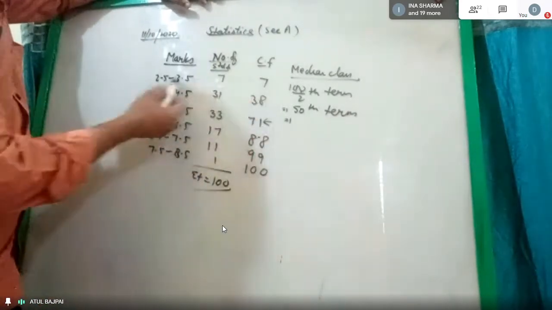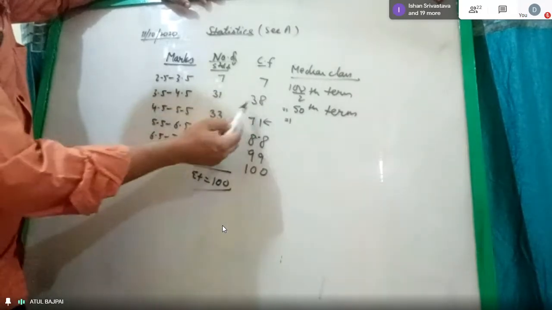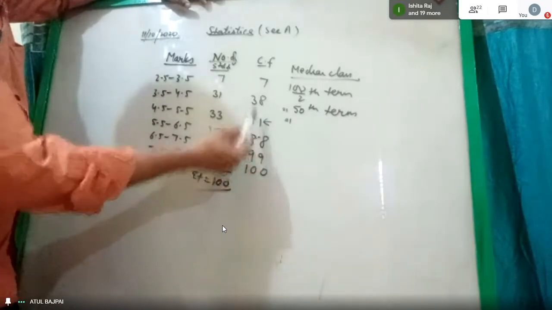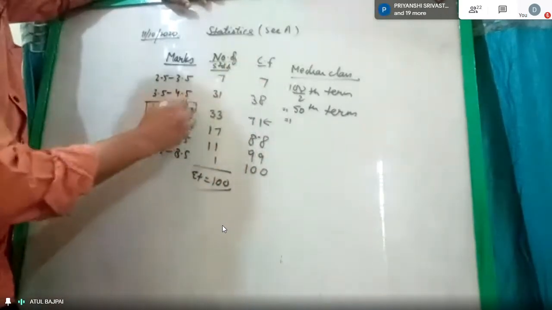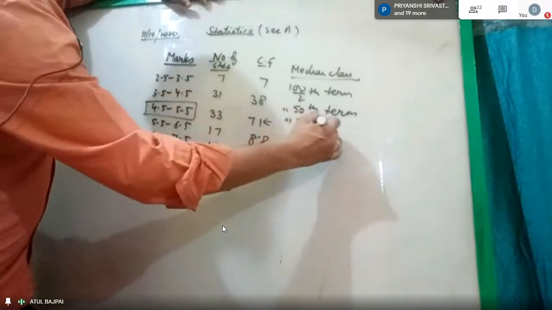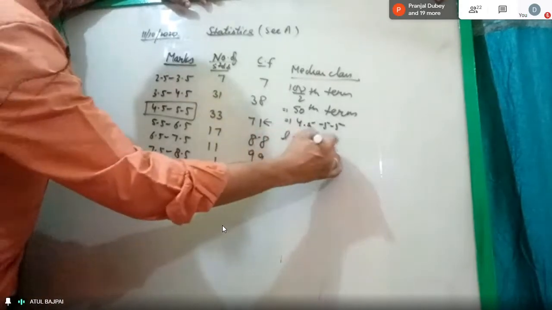50th term: 0 to 7, is this the median class? 8 to 38, will this be the median class? 39 to 71, this will be the median class. And 50 lies in this group, 39 to 71. So this is the median class. So we get 4.5 to 5.5 as the median class. Now what is L over here? L is 4.5, the lower limit.